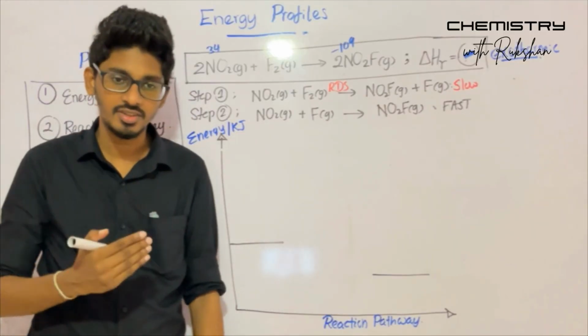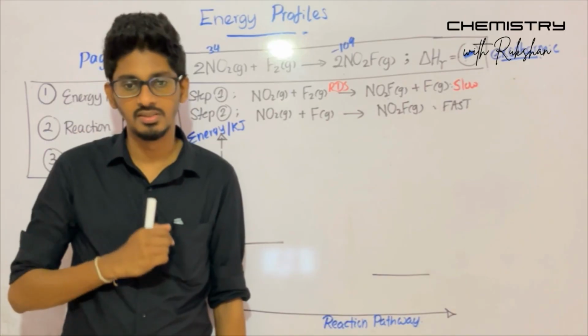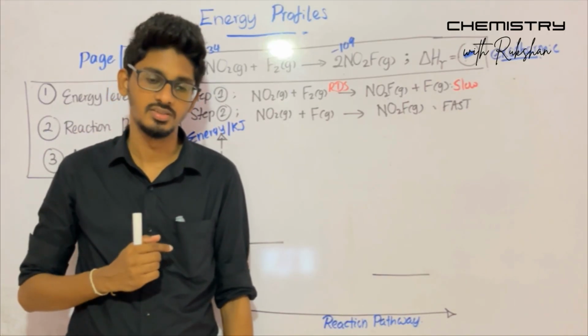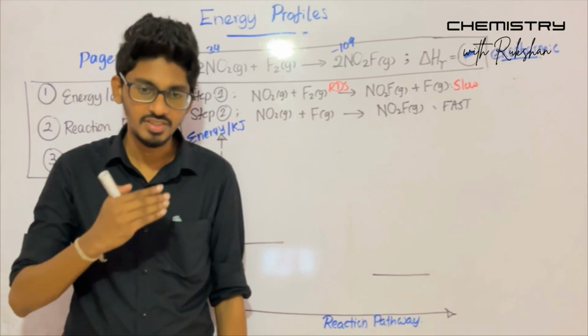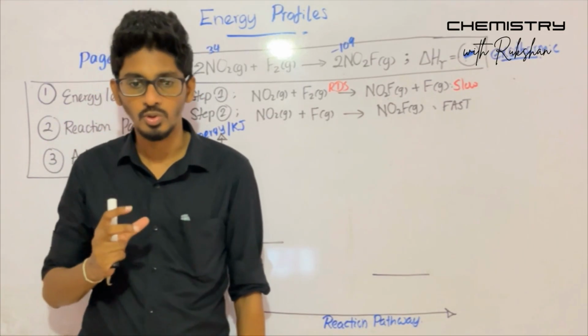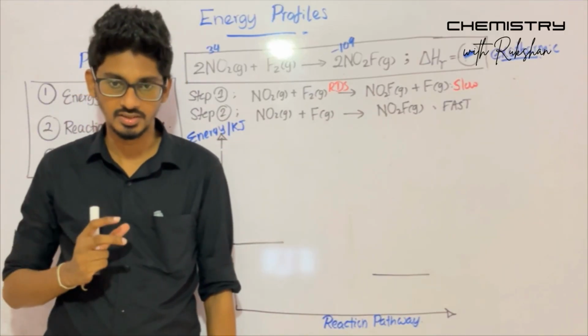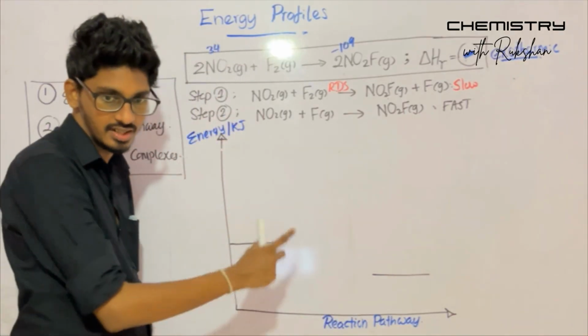So at the start and at the end, and remember when drawing the enthalpy diagram, with each and every state, each and every energy level, the mass should be conserved and the charge should be conserved. That is something we followed when drawing enthalpy diagrams. The same rules are applied here as well. So first, draw the two energy levels of the reactants and the products.